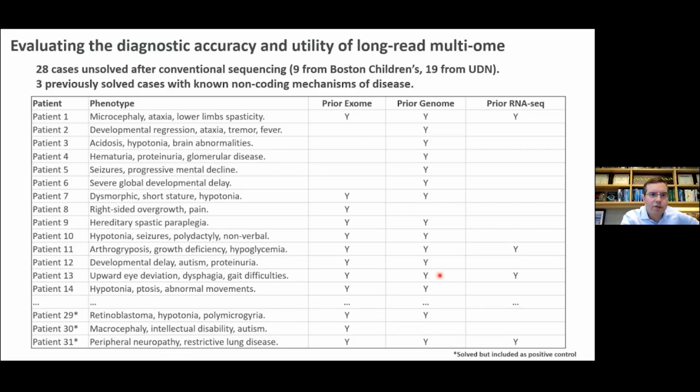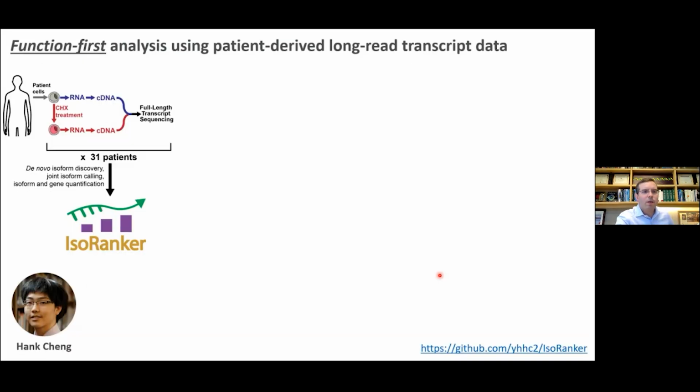In the next couple of slides, I'm going to be talking about our transcriptome analysis from this approach, but I really want to emphasize this is a tool which a graduate student in my lab created called IsoRanker. The point of this was, can we take the transcriptome data from these long-read multiome approaches and prioritize whether there are any genes that are being selectively disrupted in a genome-wide approach. So this is actually doing a function-first as opposed to genetics-first analysis.